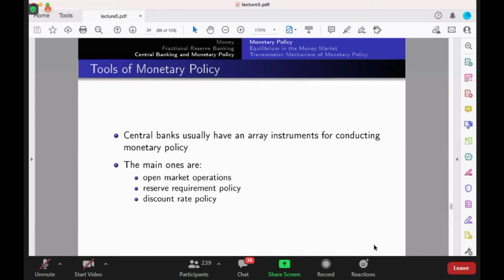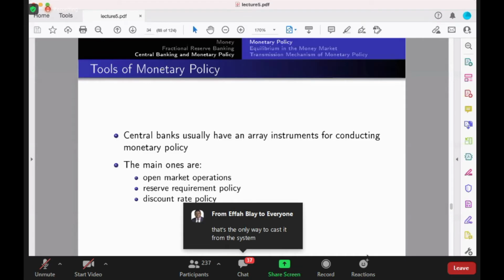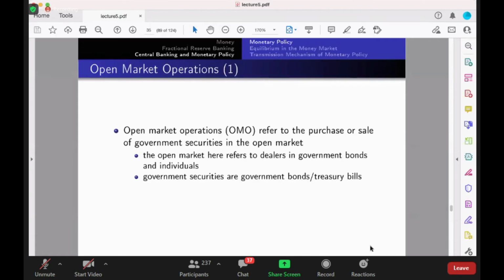Okay, we'll go through these three instruments that are at the disposal of the central bank that they can use to control the supply of money. All right. So now let's talk about OMO.